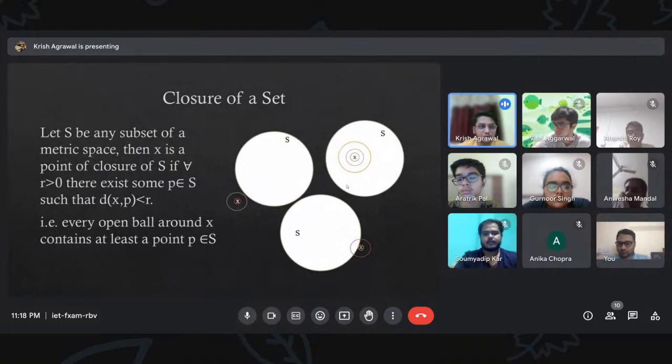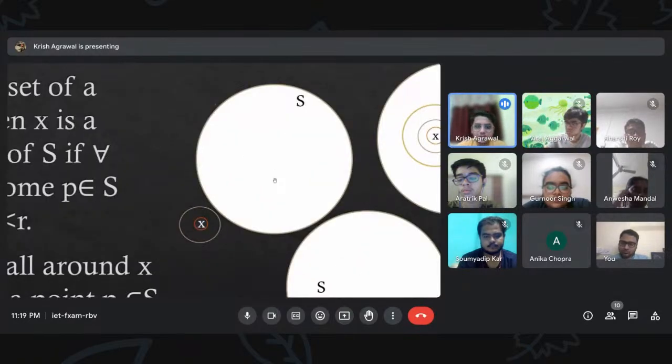Now, closure of a set. Let S be any metric space. Then X is a point of closure if for all r greater than 0, there exists some point P belonging to S such that d of x comma P is less than r. Now if we consider three scenarios, in the first scenario, X will not be a closure point because we can draw infinitely many open balls around X which won't intersect S. Like two of them are shown here.